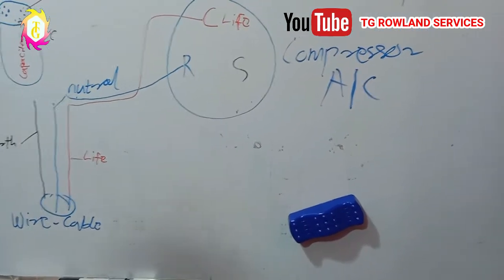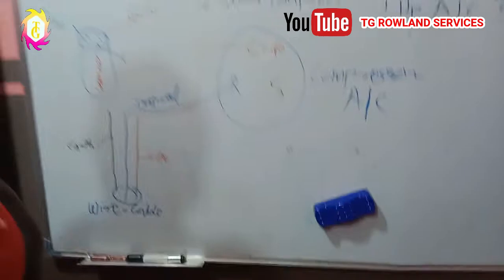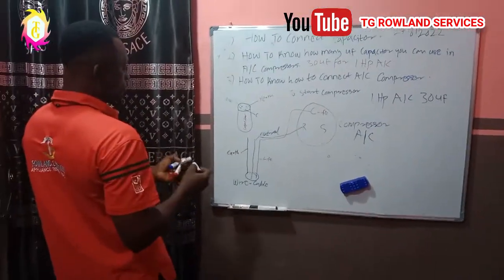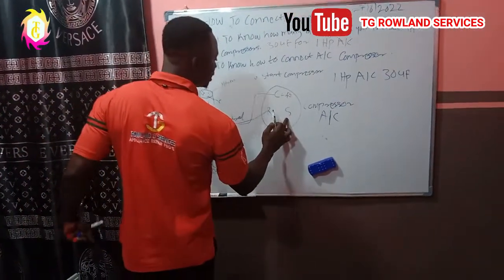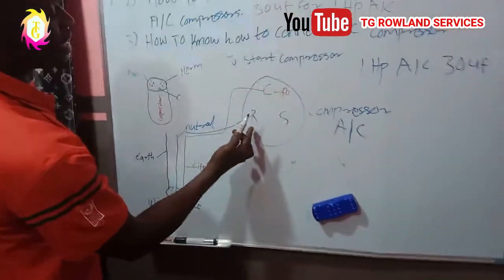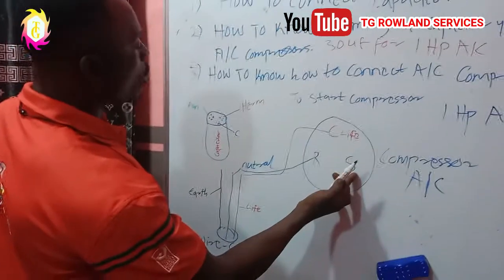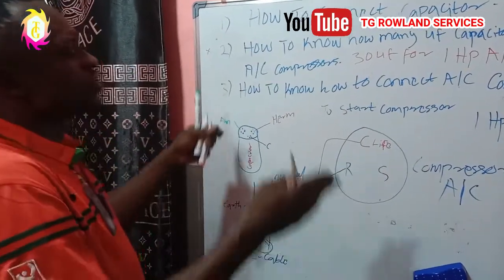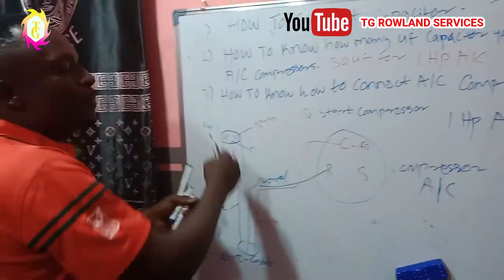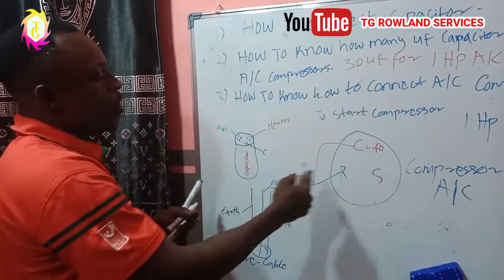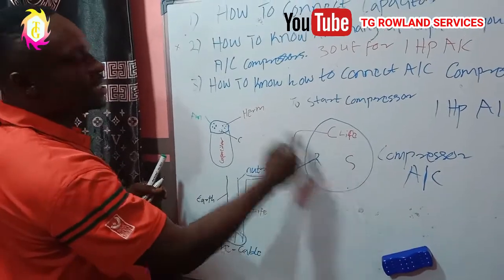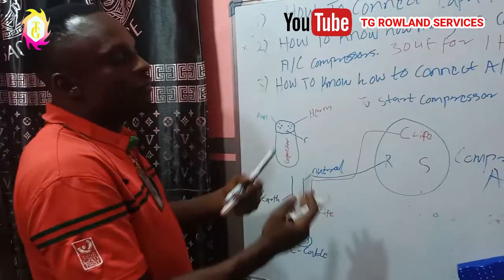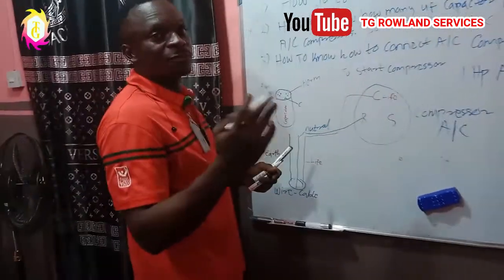Now, this starting is going directly to the capacitor. We have connected the common, we have connected the running. This starting is going directly to the capacitor. So what you should do now is to concentrate and know the clip on the capacitor where this starting is going to. Now let me say that after this I'll give you the practical aspect of it.